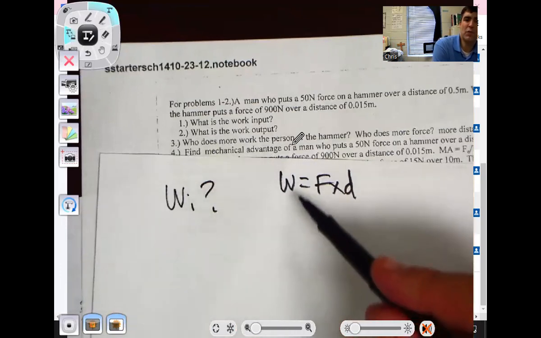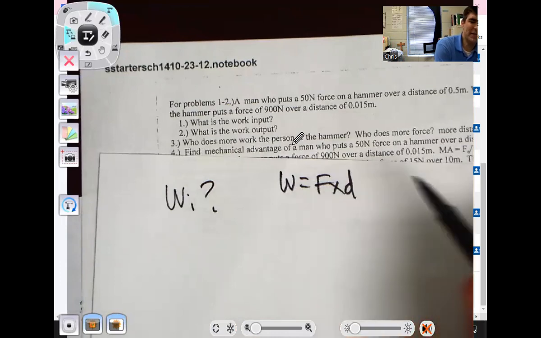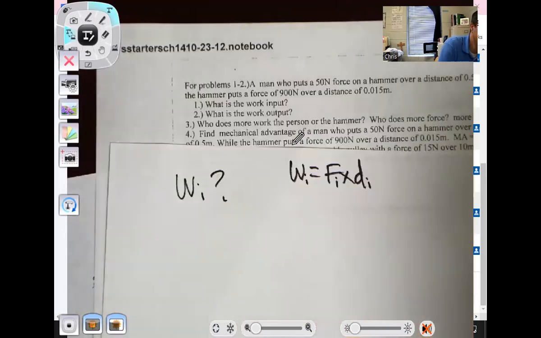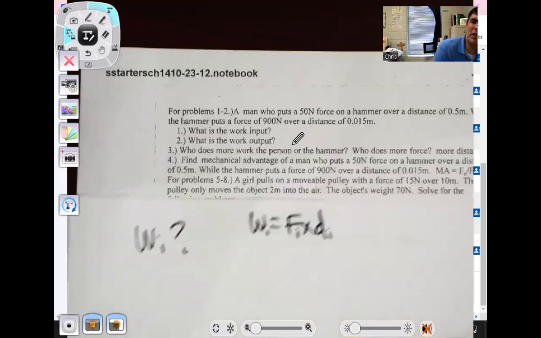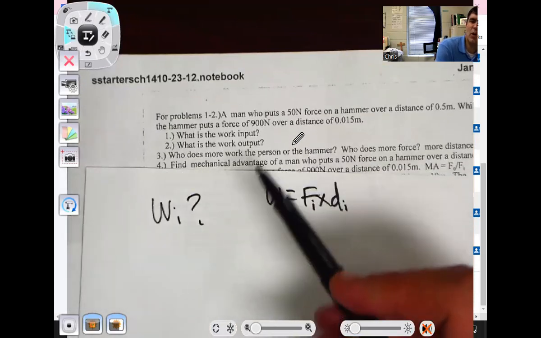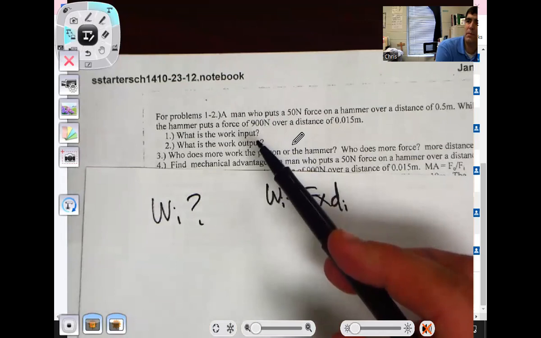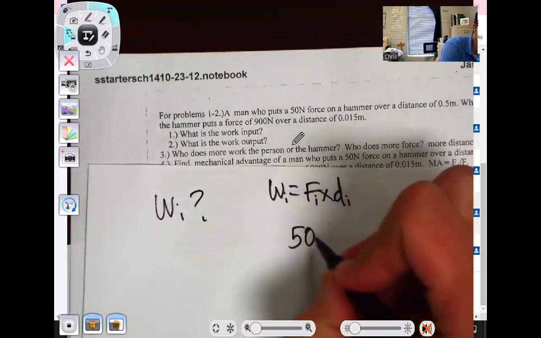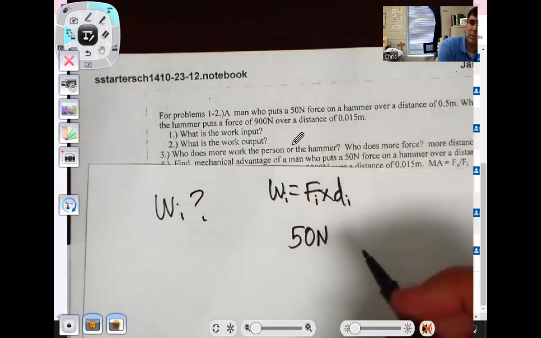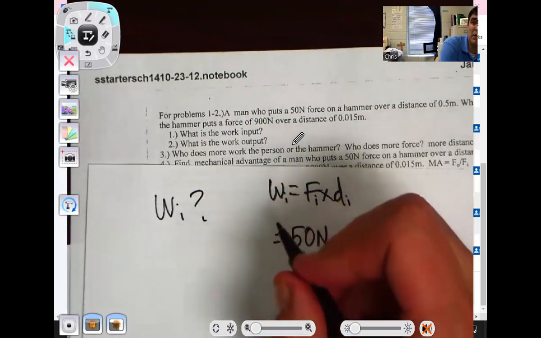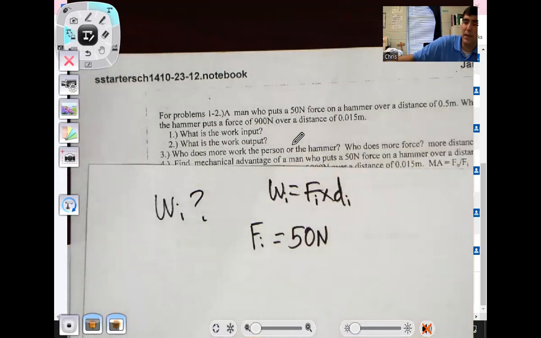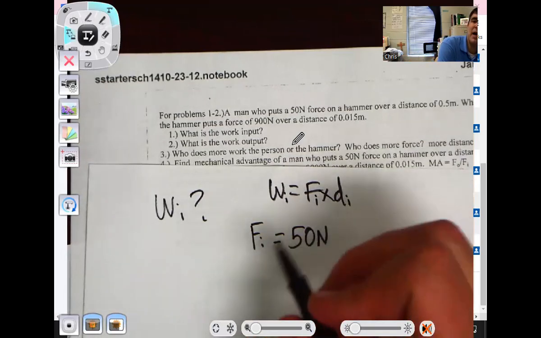What is the work input? The formula is going to be work equals force times distance, so work input equals force input times distance input. Normally, we write down what we are looking for and what we know. So what do we know in this problem? Is that the machine's force or the man's force? Is that the force input or output? Input. Force input is done on the machine, usually by the person. What else do we know?